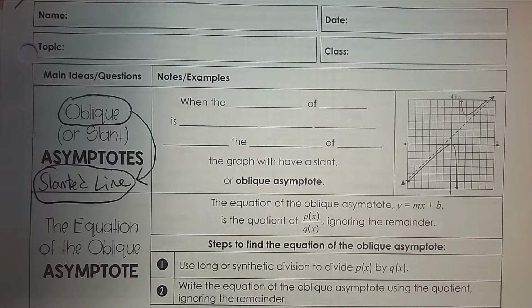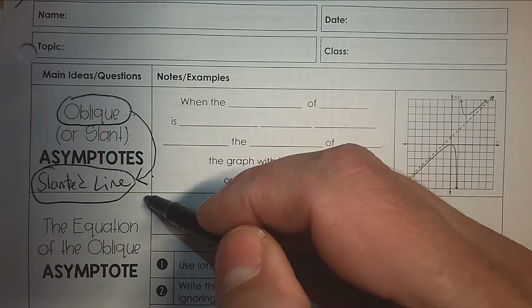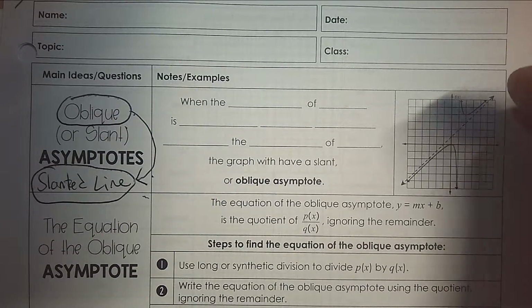All right, we're off and running. Today's lesson is on obliques. That's the new word for today, oblique. And what does it mean? If you have an oblique asymptote, it means instead of a vertical line, it's going to be slanted. And don't you worry, I'm going to show you when that happens and all the good stuff.